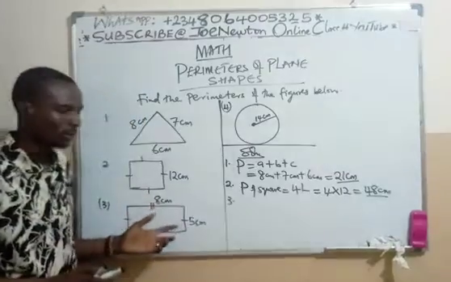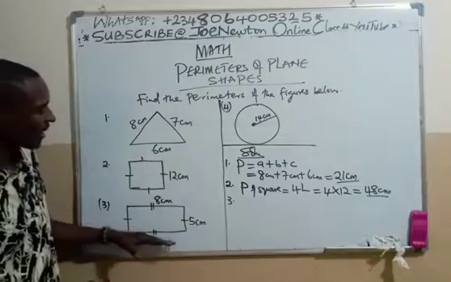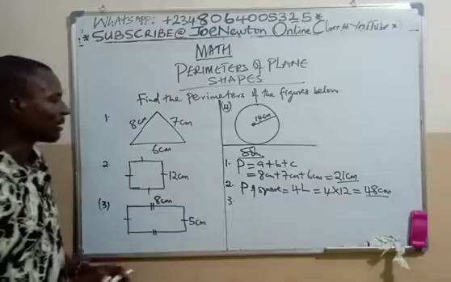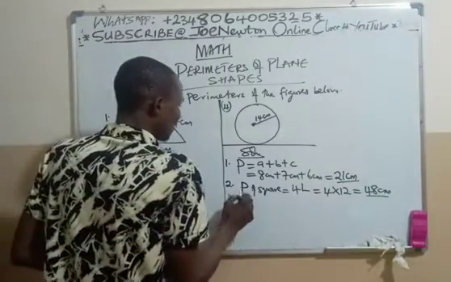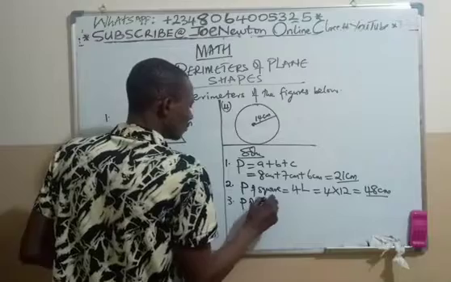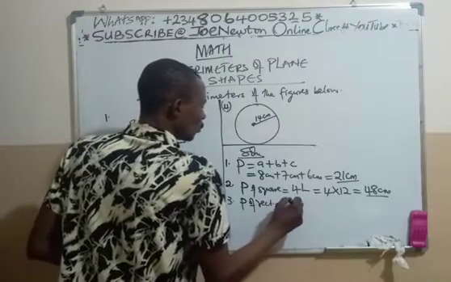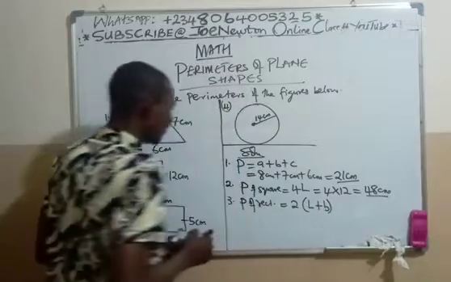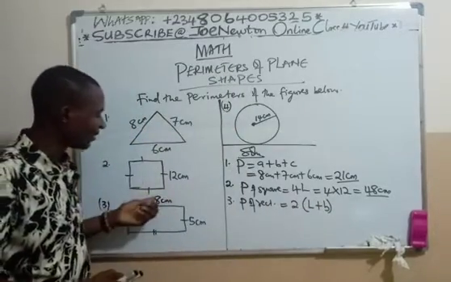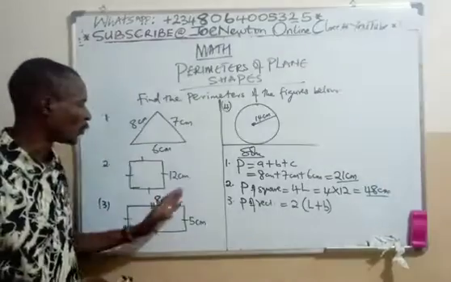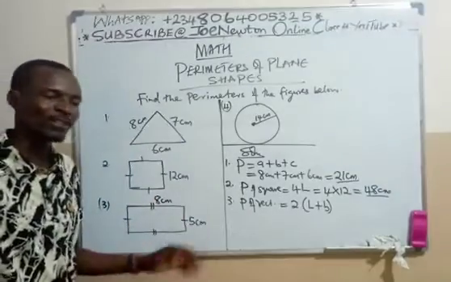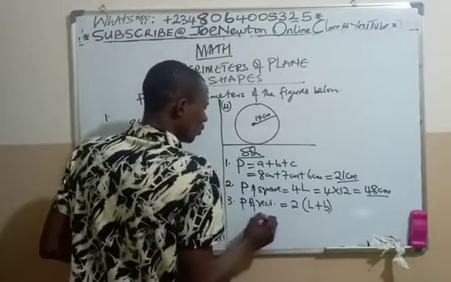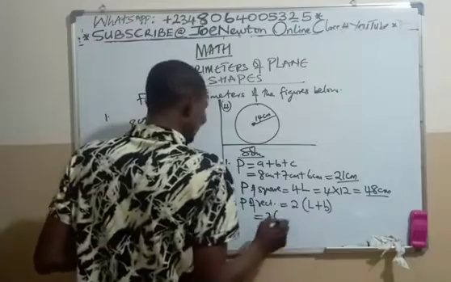Then for number 3 is a rectangle. Look at the rectangle. These two parallel sides are equal, and these two opposite sides are also equal. So for the perimeter of a rectangle, we have that P of rectangle is equal to 2 bracket L plus B. Yes, because the two lengths are equal and the two breadths are what? Equal, or widths.